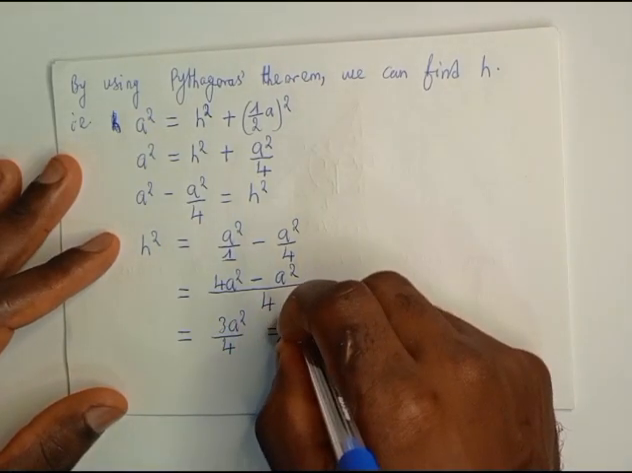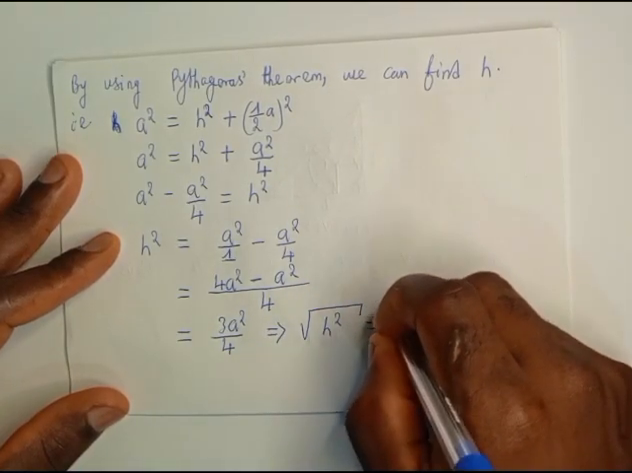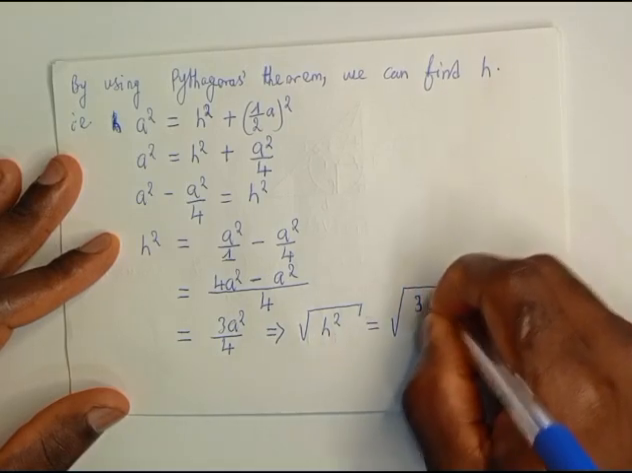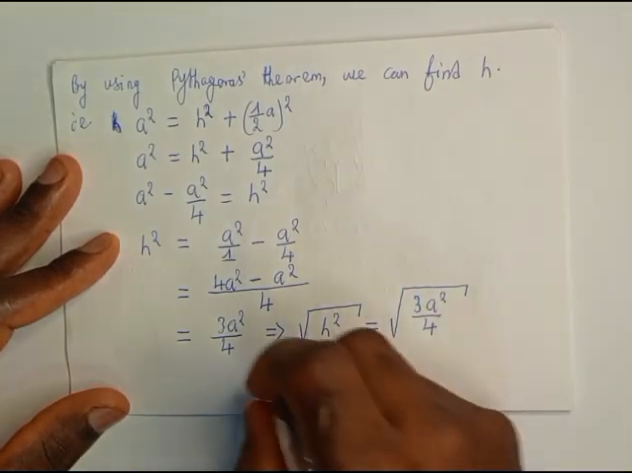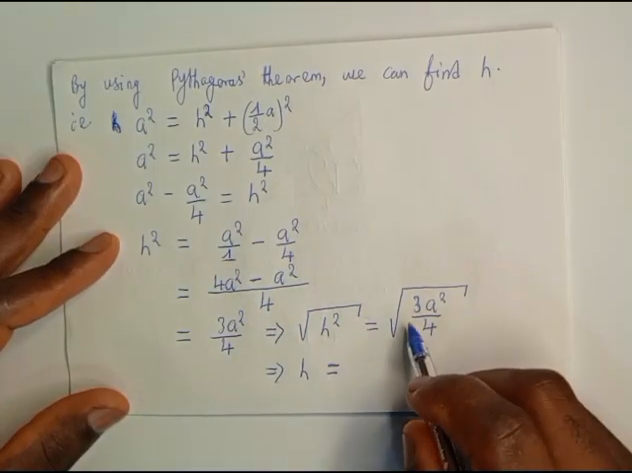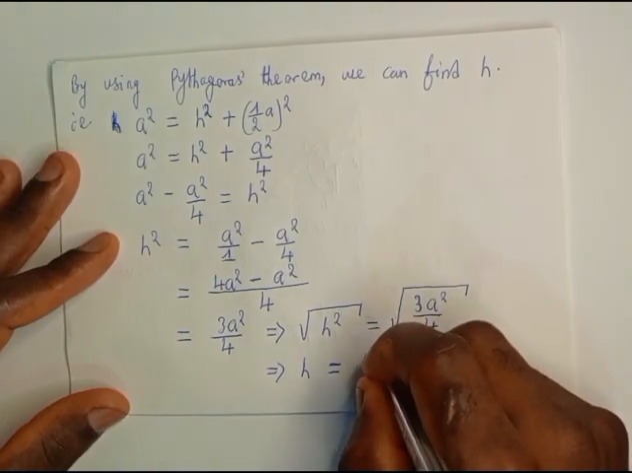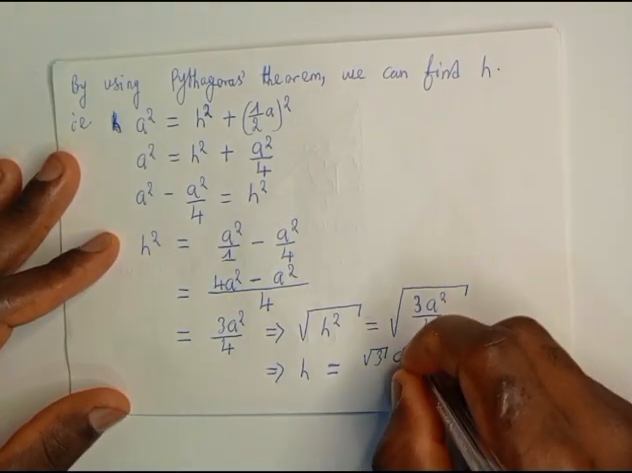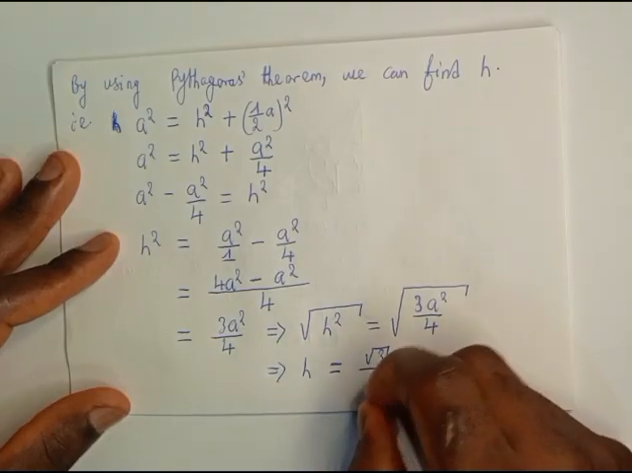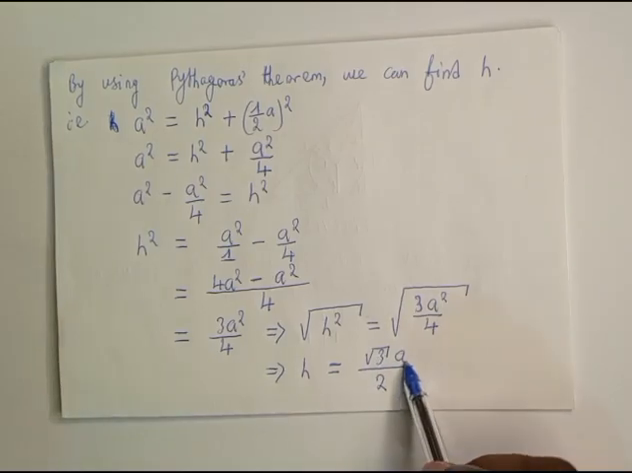Then, if we take square root on both sides, the square root of h squared will be equal to the square root of 3a squared on 4. Then, our h will simply be equal to the square root of 3a squared on 4. This will give us root 3. The square root of a squared gives a all over the square root of 4, which is 2. Our h will be root 3 on 2 a.